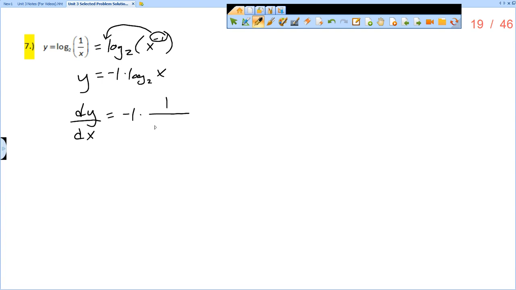So the derivative, remember, is 1 over u, and in this case, u is x. So 1 over x times the natural log of 2, times du dx. The derivative of x would just be 1, right? And so if you put the negative 1 in the numerator, you have negative 1 over x times the natural log of 2.